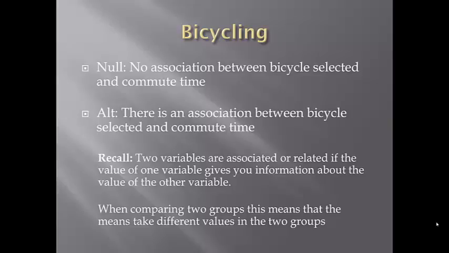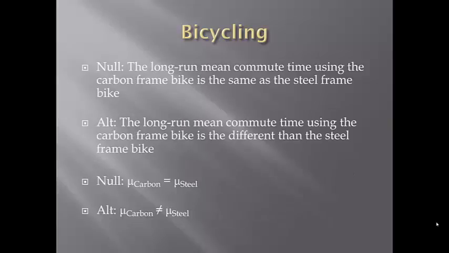Now remember, two variables are associated or related if the value of one variable gives you information about the other variable. When you're comparing two groups, this means that the average value of the response variable in the two different groups will be different if there is an association.